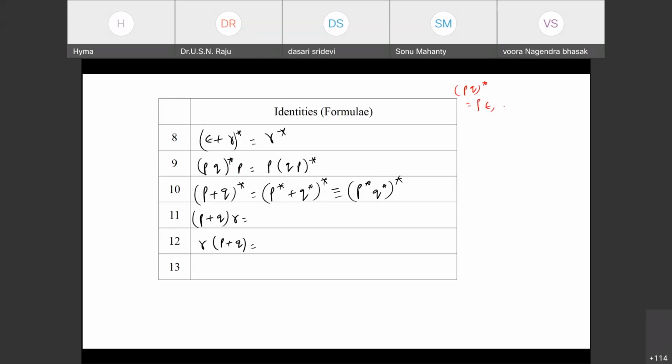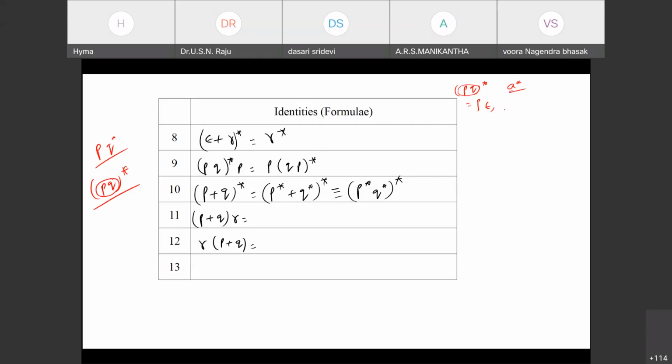What is PQ whole star? What are the strings generated by this expression? First one is epsilon, then P Q. No, because it is PQ whole star. So this is one entity. You assume this is like A star, where A is nothing but PQ. Because I have not given PQ star. I told it is PQ whole star. So that means this entire thing is one unit. That means you write it for 1 time, 2 times, 3 times like that.